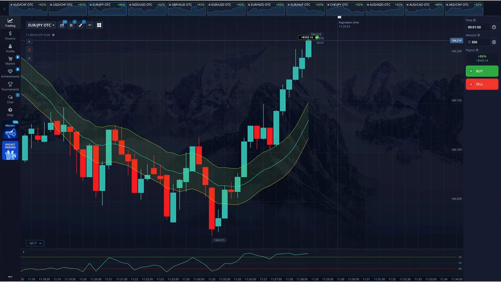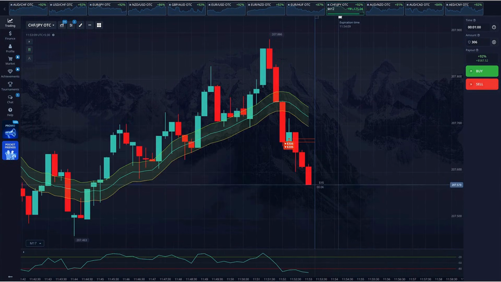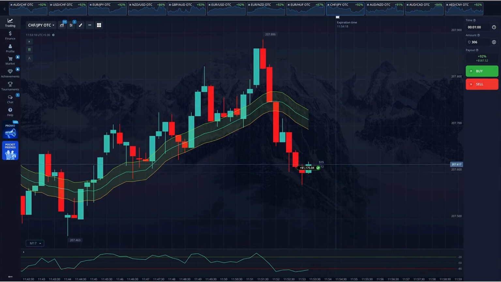Stop chasing the trend after it's already moved. Stop entering trades right before the market reverses on you. Instead, start trading the power breakout.